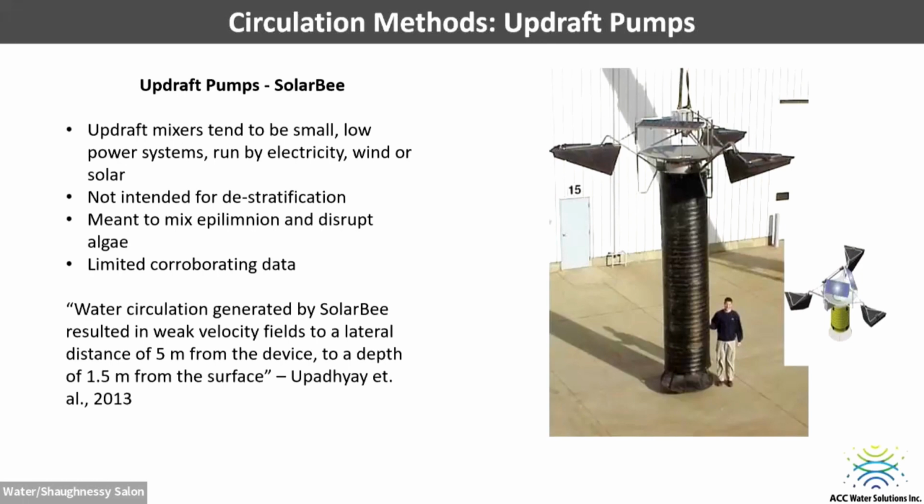So if you've got a large water body and you're saying, I know I need to mix the whole thing, I want to homogenize my water column, do you have any idea how many solar bees you would need if it only has an area around each one of 5 meters that it's having any actual far field oxygenation effect, and only going down 1.5 meters? It's a lot of money to invest for very, very low results.